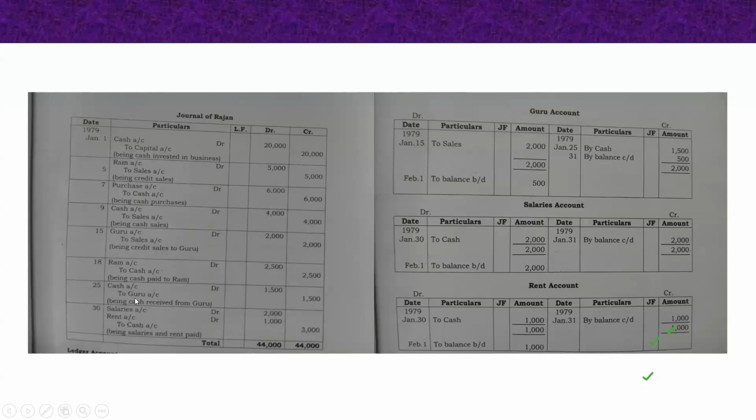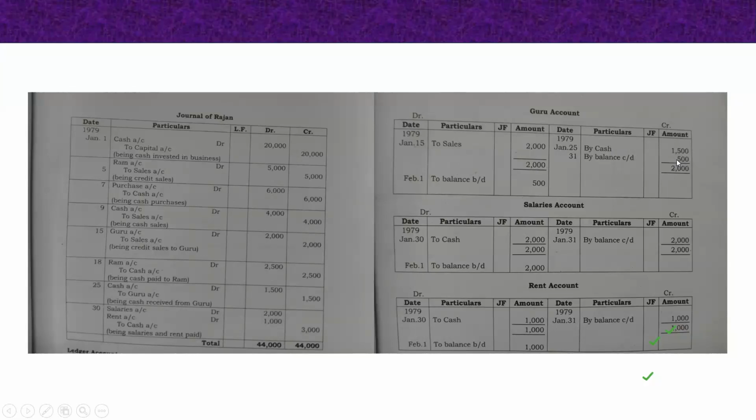And again, there is cash received from Guru, 1,500. So that is entered here. Okay. So if you see, there is a difference. Here 2,000 worth of goods is sold on credit, but the cash the business has received is only 1,500 and still 500 is pending.